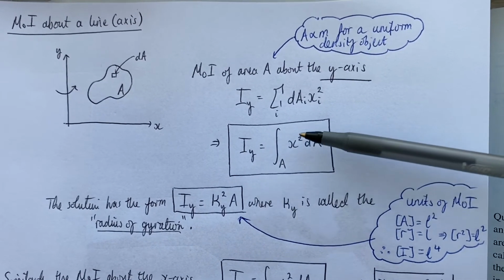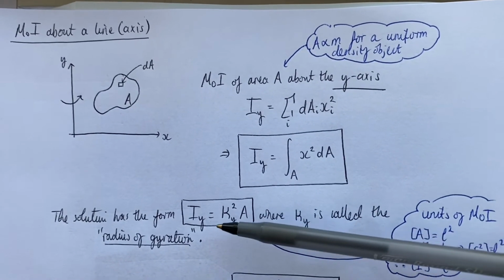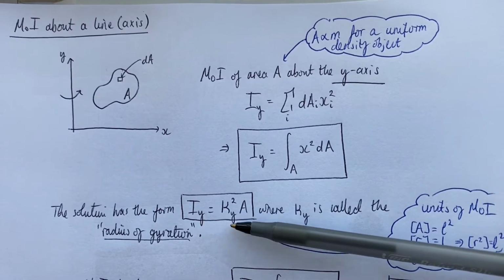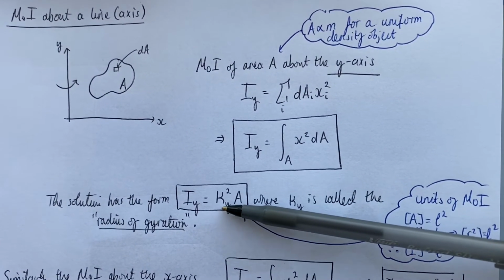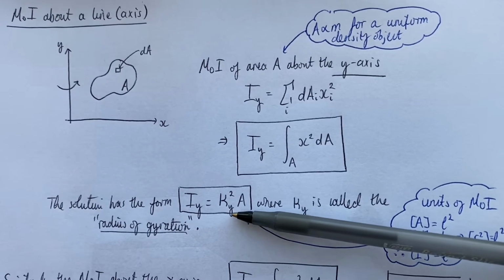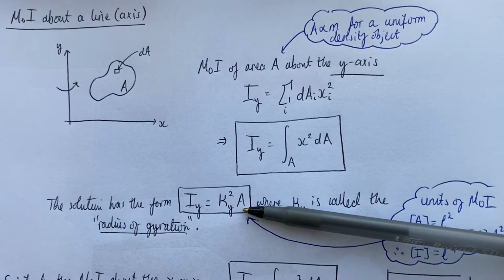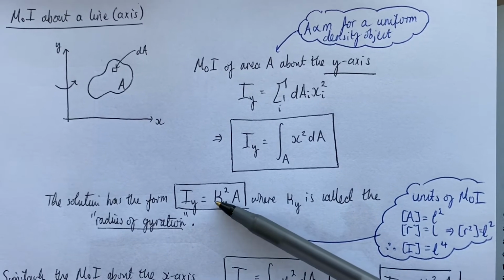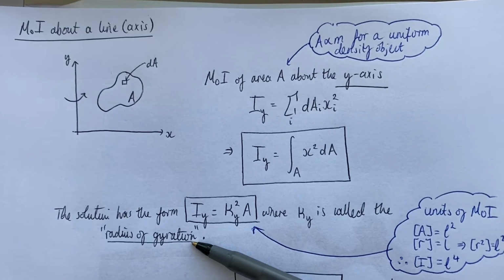And when we calculate this, we'll end up with a solution in this form, right? The moment of inertia about the y-axis is some coefficient squared, which is denoted with this kappa sub y to denote that it's about the y-axis, multiplied by an area. And this kappa is called the radius of gyration.